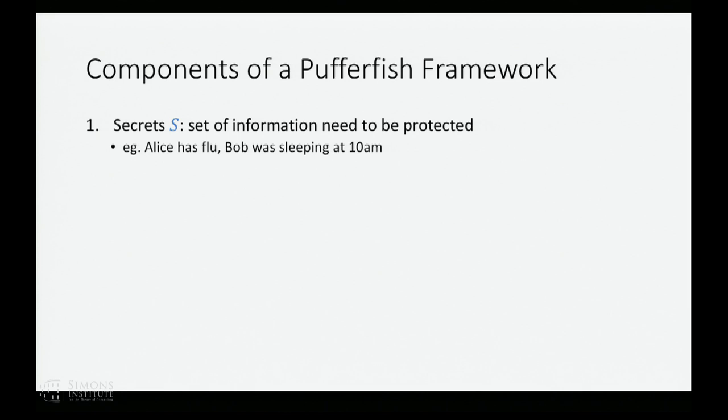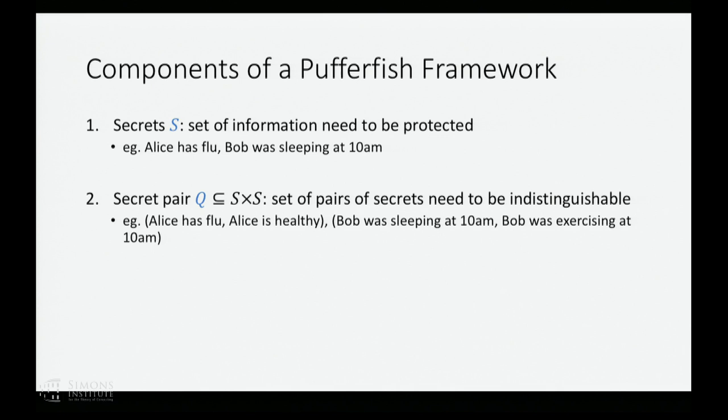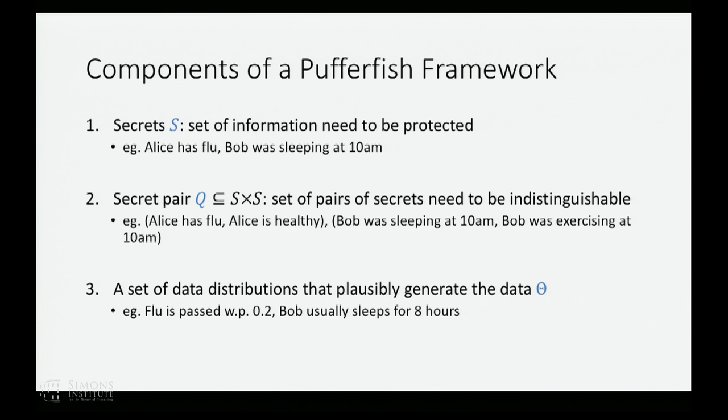And second, we have secret pairs set Q, which is a set of pairs of secrets we want to be indistinguishable. For example, we don't want the adversary to know whether Alice has flu or she's healthy, or we don't want the adversary to know whether Bob was sleeping or exercising at 10 a.m. And lastly, we have this capital theta, which is a set of distributions that plausibly generate our data set.